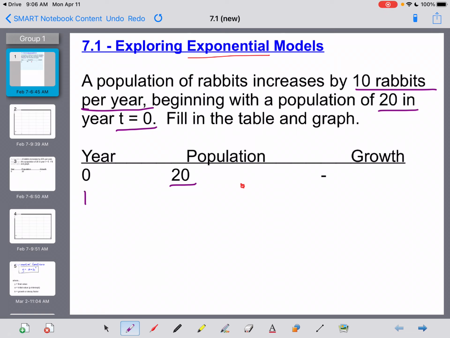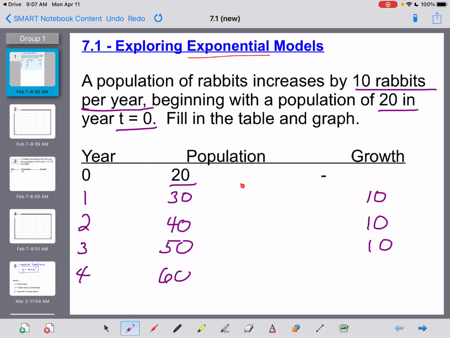So 1 year down the line, we add 10 rabbits to our population and have a grand total of 30, for a growth of 10 in that 1 year. We're going to keep this nice and pleasant and say that no rabbits are going to die off. We're just talking about increasing. In the second year, we add another 10 rabbits and get a population of 40, for a growth of 10 yet again. In the third year, we add 10 more, and we now have 50 rabbits for a growth of 10. I'm just going to do one more. In the fourth year, we add 10 more and now have 60 rabbits for a growth of 10 again.